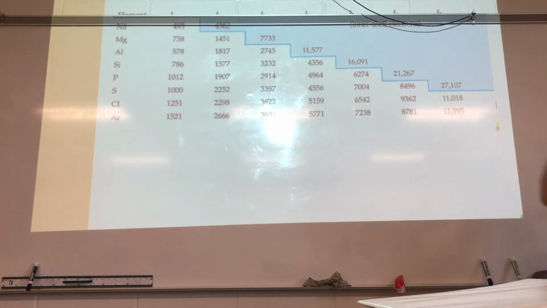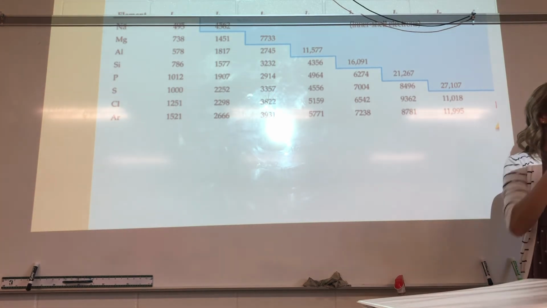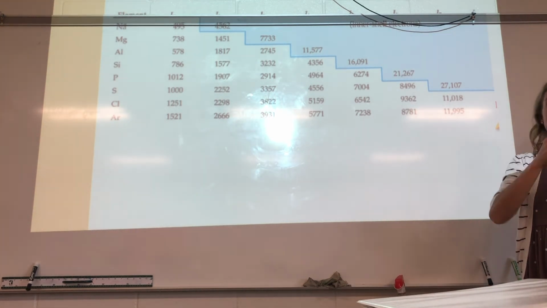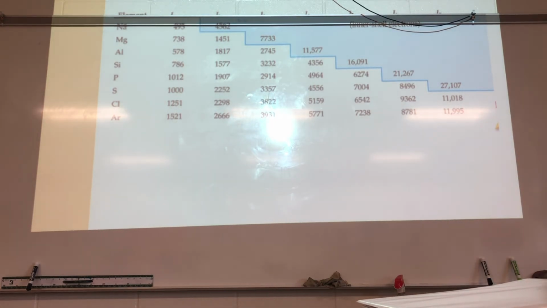Yes, so you can actually predict an atom based on this data. If you see the ionization energy and you see a very big jump, that tells you at least what column it's in, because of where it loses its last valence electron.